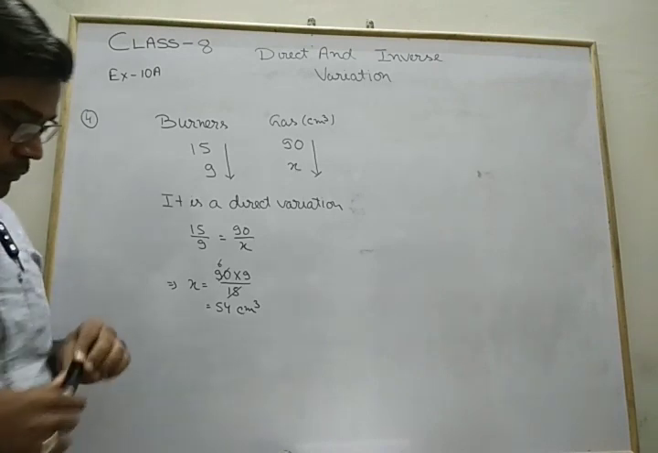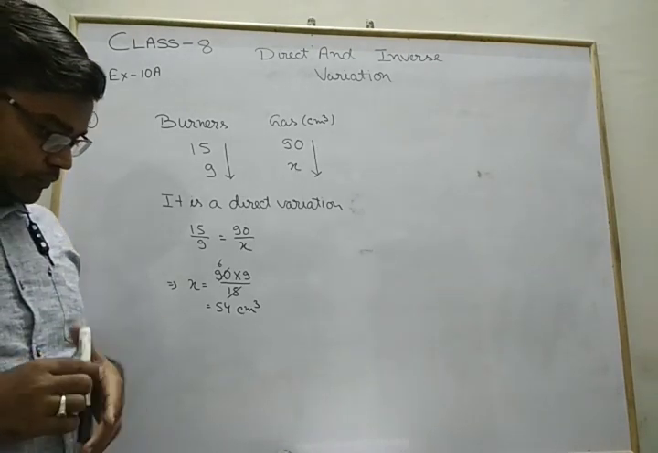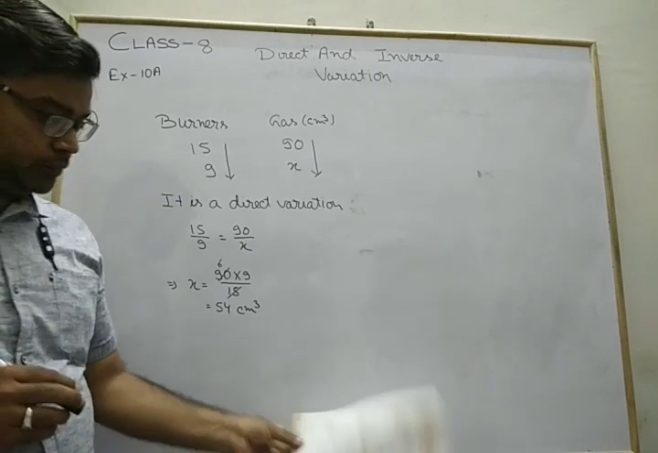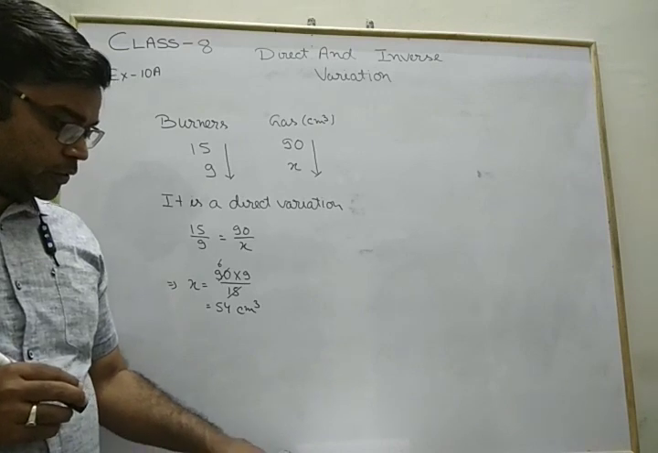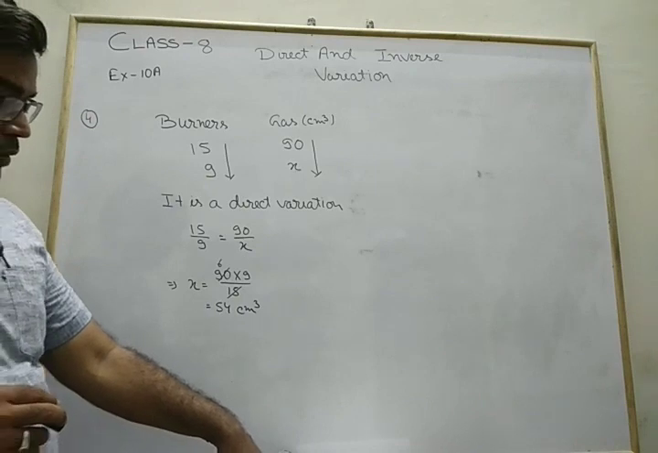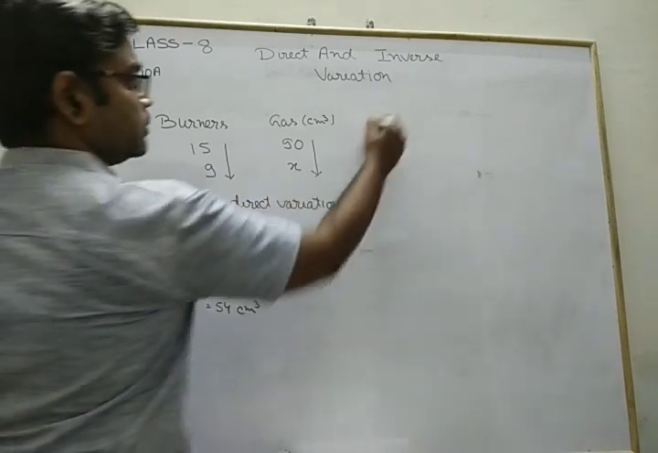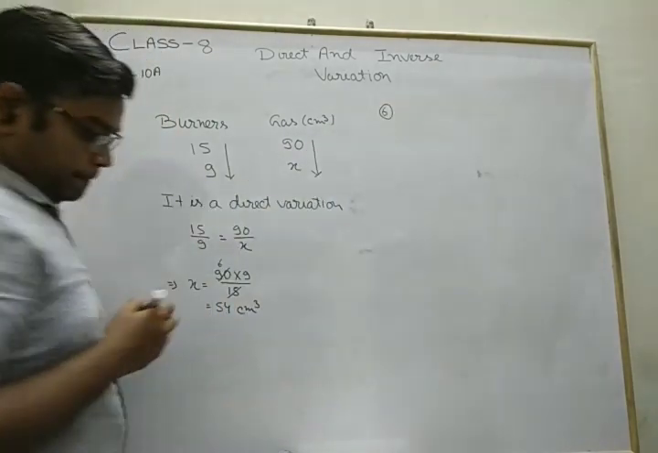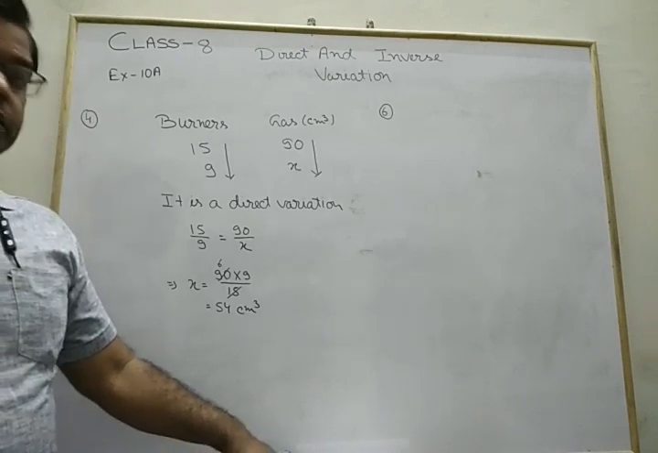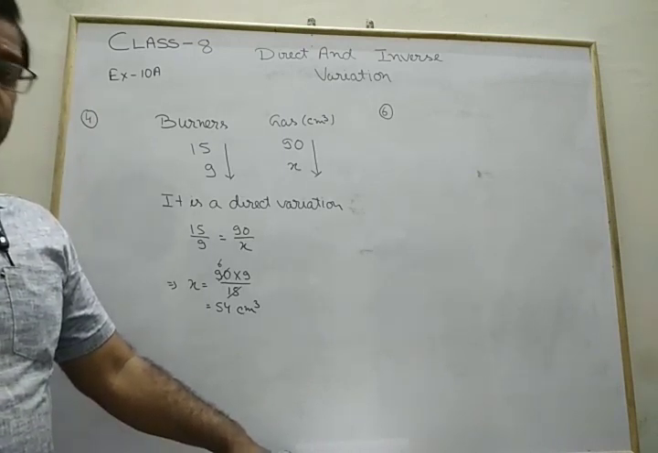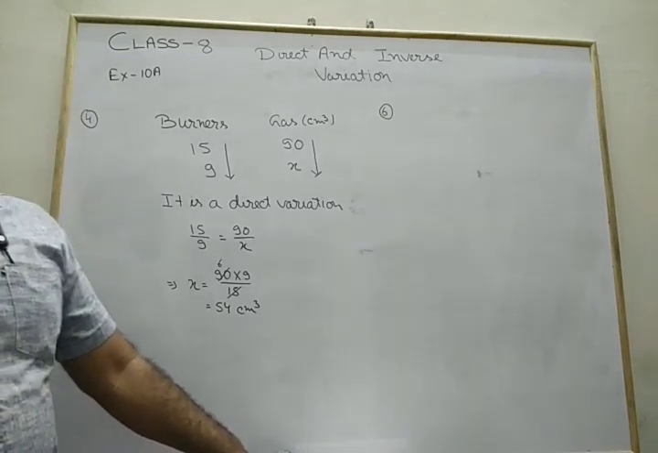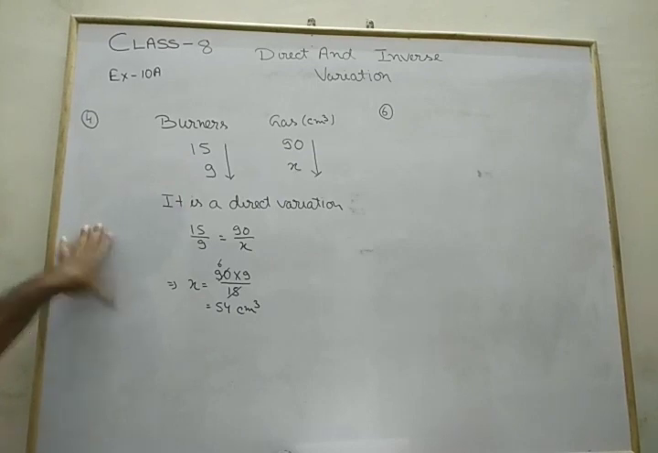Then question number 6 also. I am solving question 6 at this side. Question 6 says that 89 liters of oil cost rupees 2091.50. What is the cost of 50 liters? Again the same method.